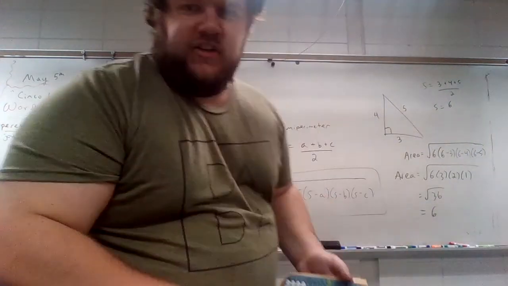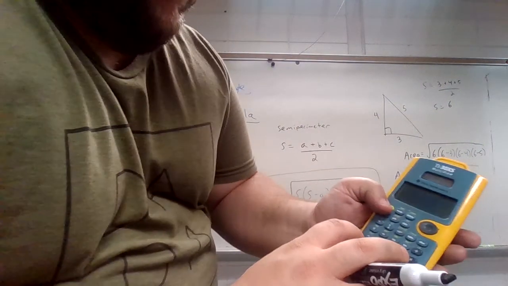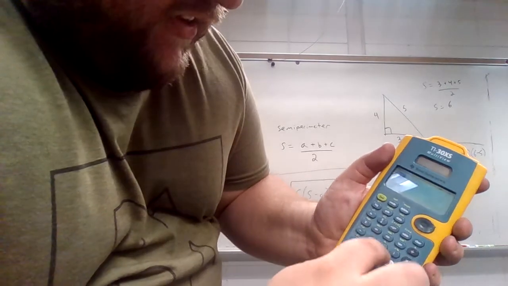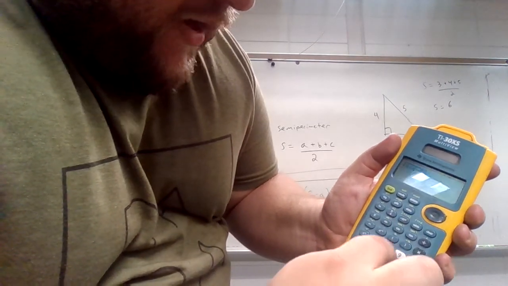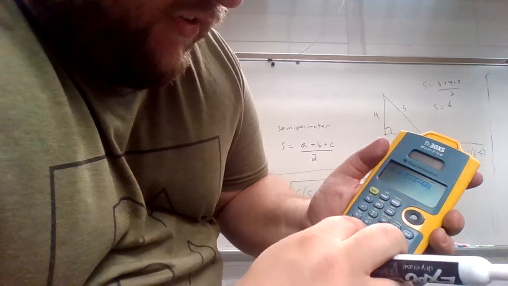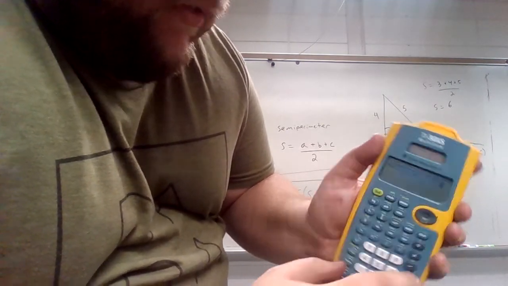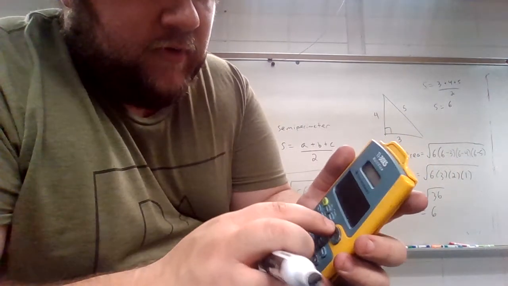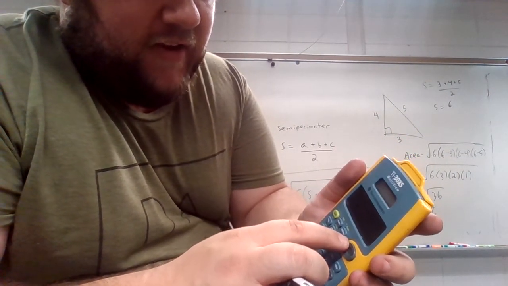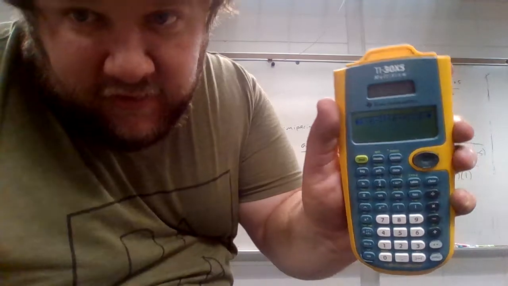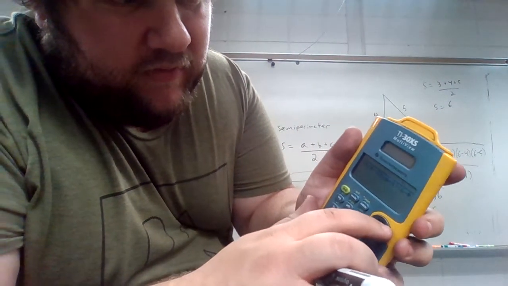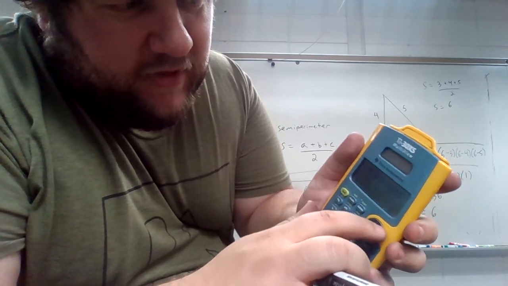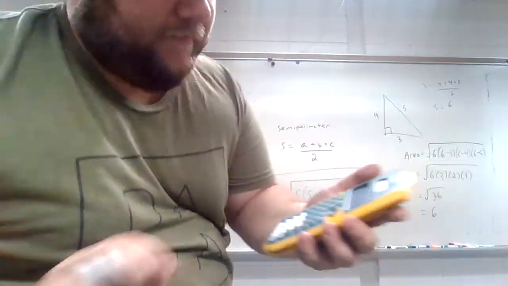If you're going to punch it in the calculator, just be careful. I would do the square root of, and then 6 times (6 minus 3), (6 minus 4), (6 minus 5), like this. Let's scroll over a little bit. So that's Heron's area formula for a triangle.